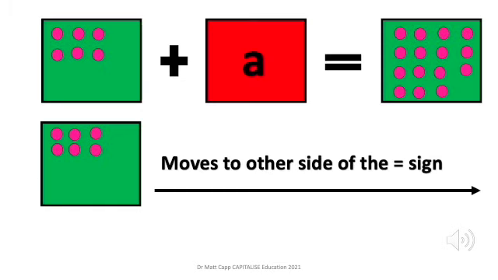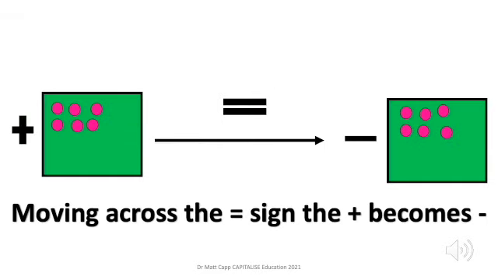In our example mathematical equation, the square with 6 pink dots moves to the other side of the equals sign. When the box moves across the equals sign, it changes from a positive to a negative. That means we now have -6 pink dots in the box.